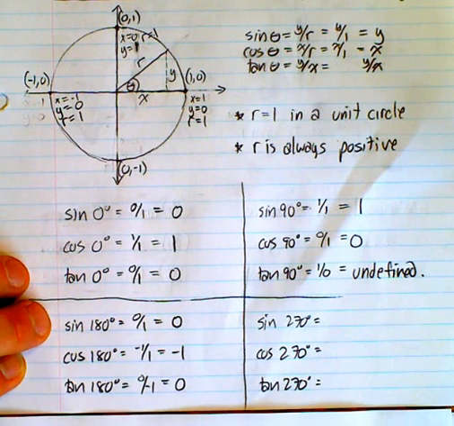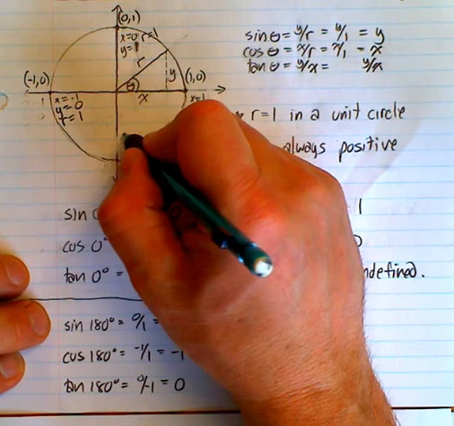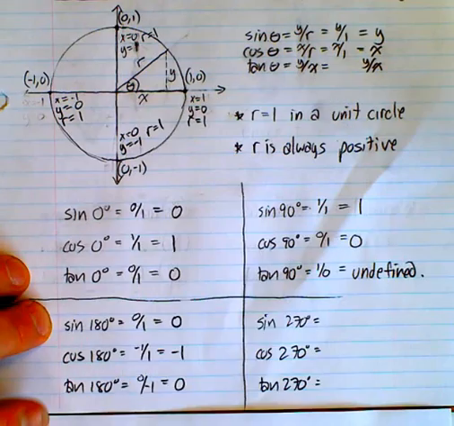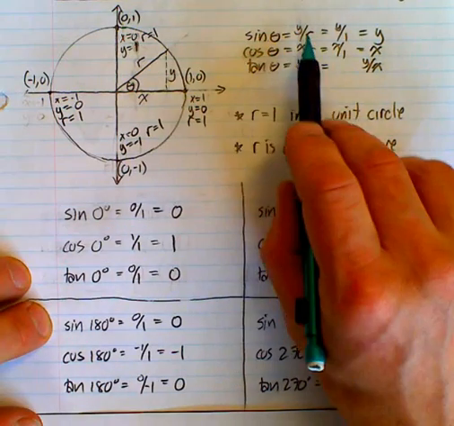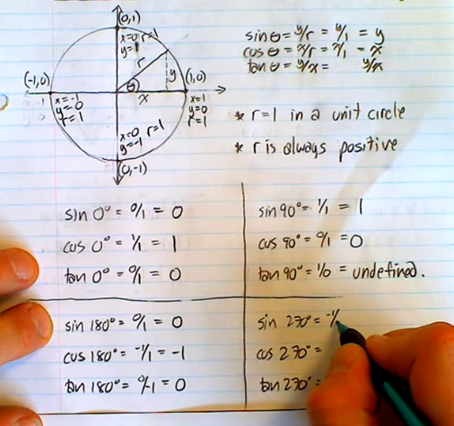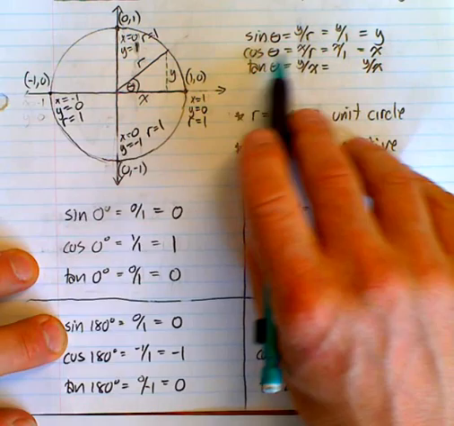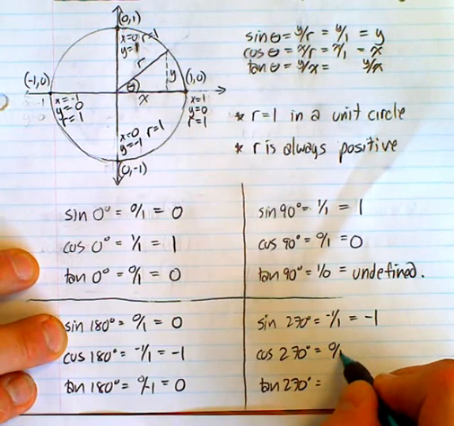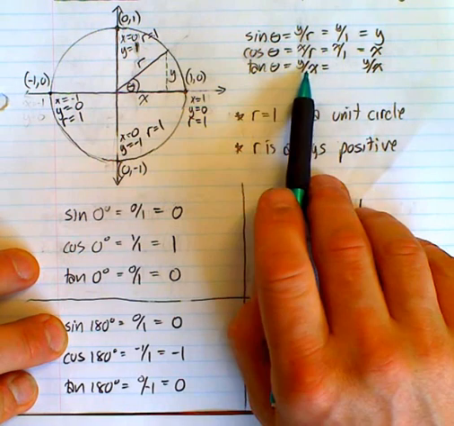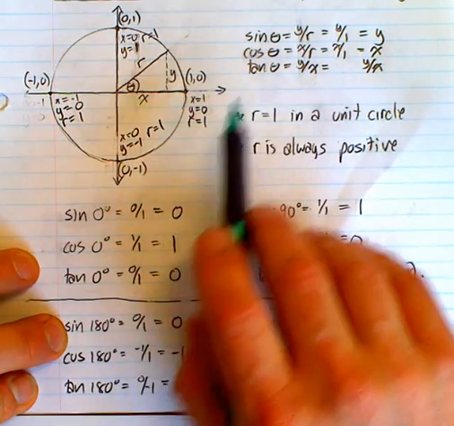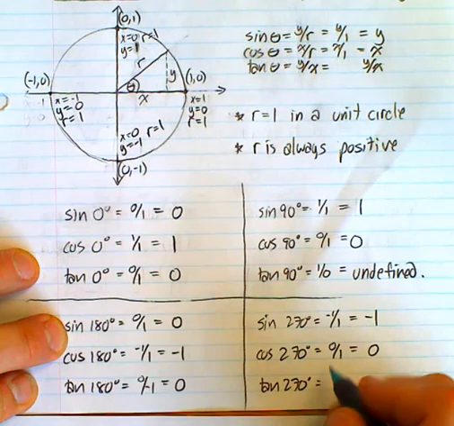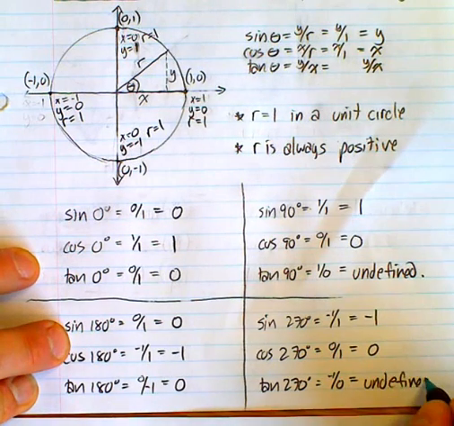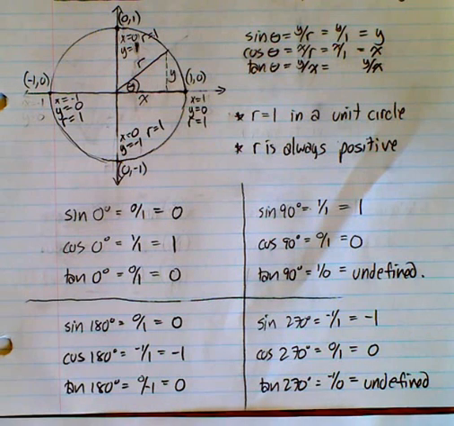The last one here, look at the x value, it's 0, the y value is -1, and the r value is 1. So if we look at sine 270, y over r, -1 over 1, which is -1. Cos is x over r, 0 over 1, which is 0. And tan 270, y over x, so -1 over 0. And again, division by 0 is not allowed, so we have this thing called undefined, okay? In your textbook, they show an infinity sign as well.